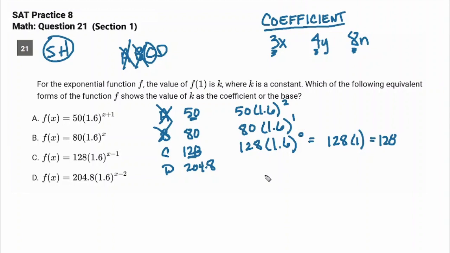If you want to try D, it's 204.8 times 1.6 to the 1 minus 2, which is negative 1. Some disastrous calculator thing that you have to do. You know you're not going to end up with 204.8. It's gone. The answer to this question is C, and it's really easy if you just understand what coefficient is and if you just run the function. Get it right and move on.